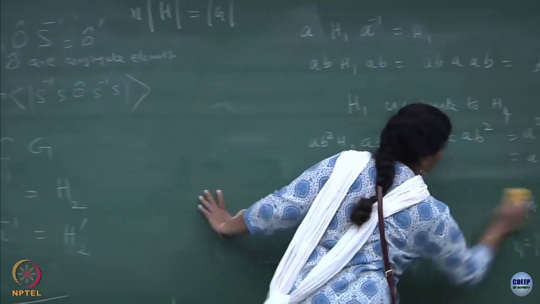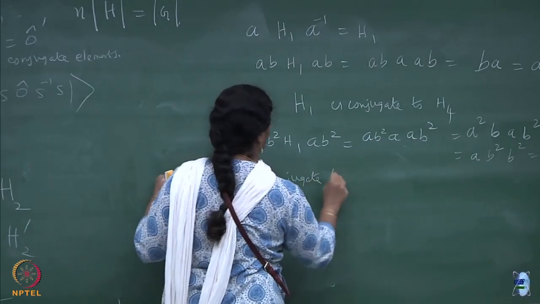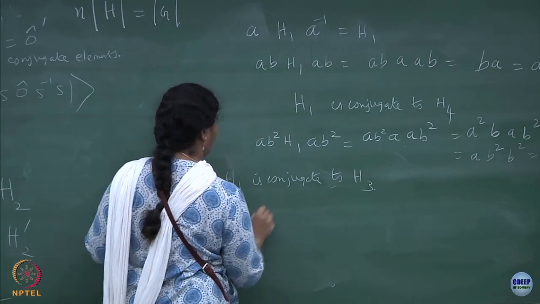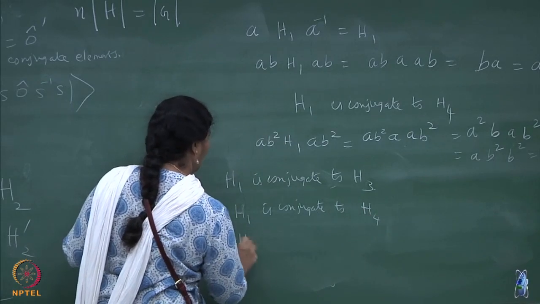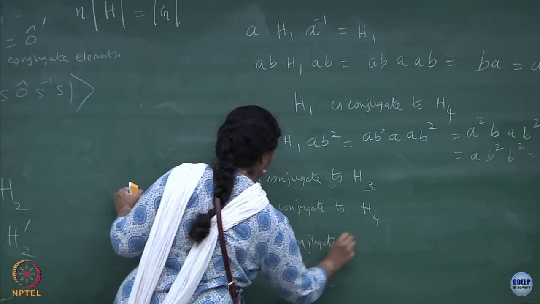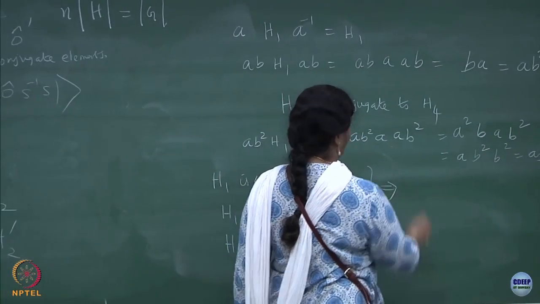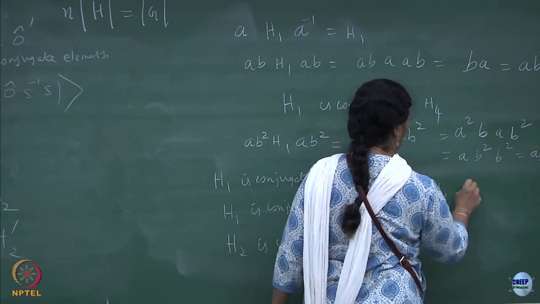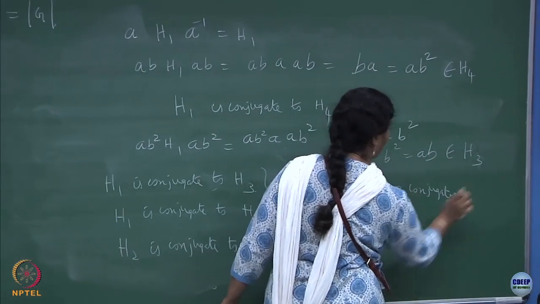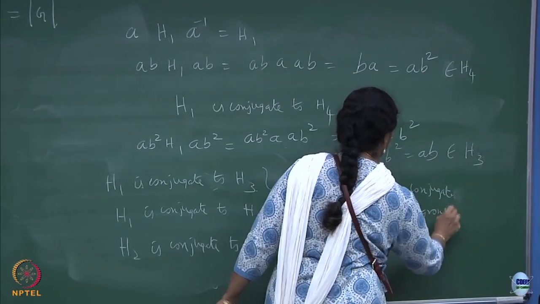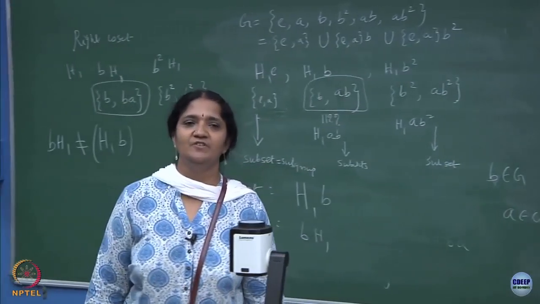So, what have we found? H1 is conjugate to H3, H1 is conjugate to H4. What about H2? So, these two imply that they are related by some similarity transformation which takes you from one subgroup to another.